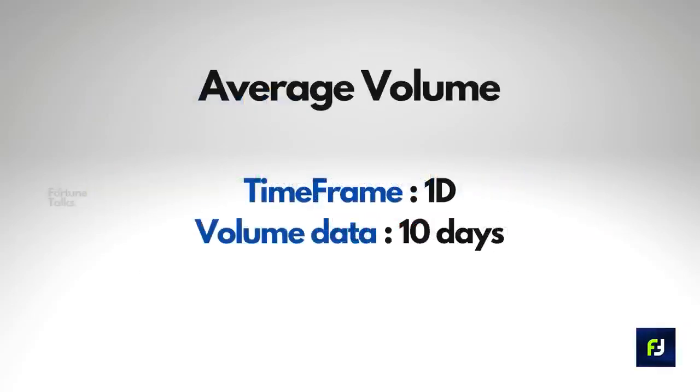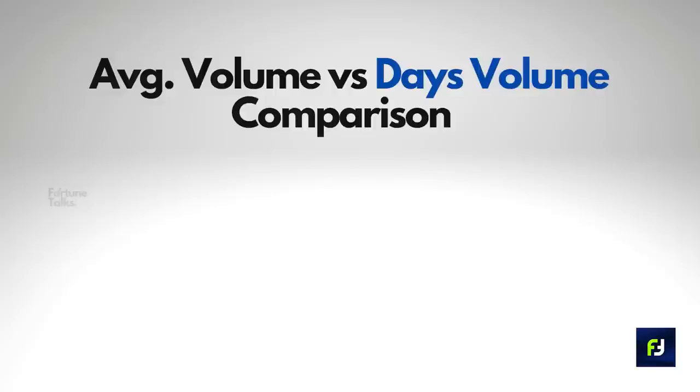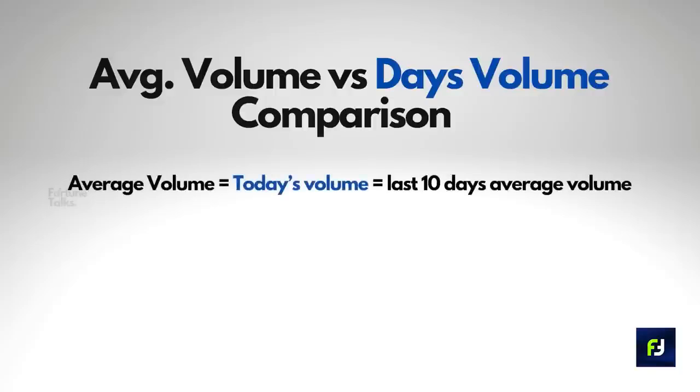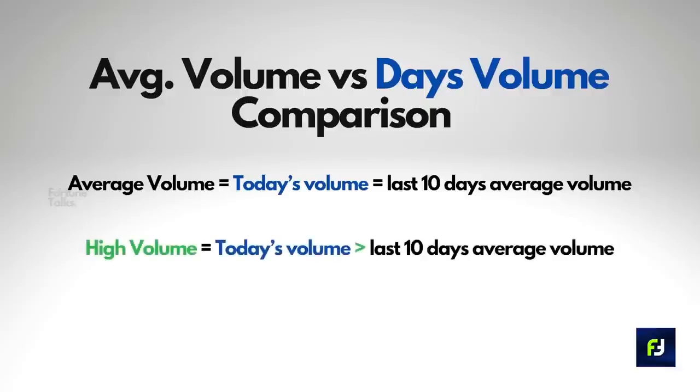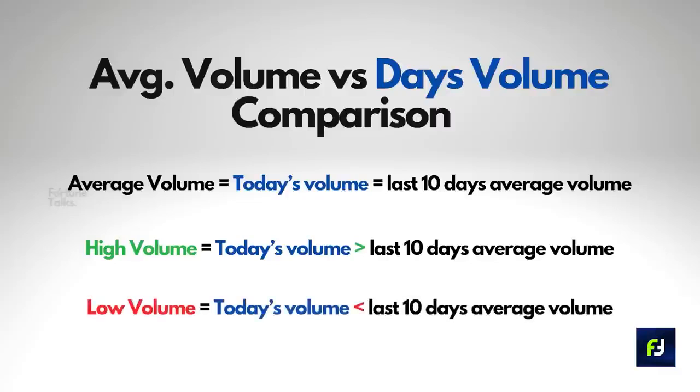For the sake of this video, let me consider the volumes from a swing trader's perspective. That is a 1-day time frame and 10 days of volume data for the average volume measurement. After the average volume measurement is done, we can use it for the comparison of today's volume. Now, today's volume is said to be the average volume if it is equal to the last 10 days average volume. Now, if today's volume is said to be higher volume or is said to be an increasing volume, then it is greater than the last 10 days average volume. And finally, if today's volume is said to be a low volume or a decreasing volume, then it is less than the last 10 days average volume.